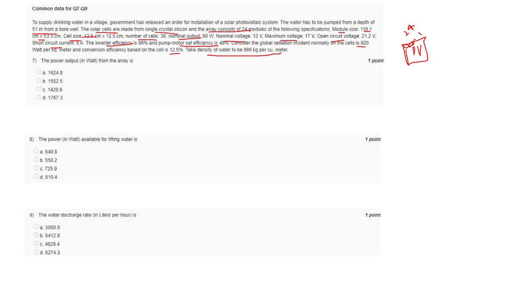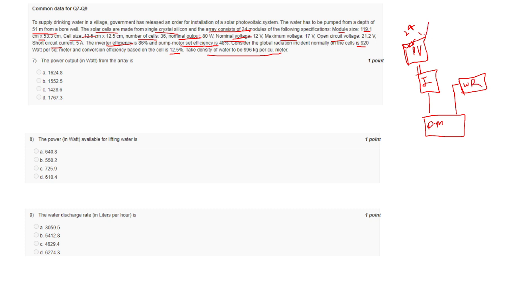Now nominal output and nominal voltage is given, maximum voltage is given, open circuit voltage is also given, short circuit current is given. An inverter is there, so we have this inverter, and its efficiency is given. Then we have this pump and motor system, and its efficiency is also given. And this is your water reservoir.